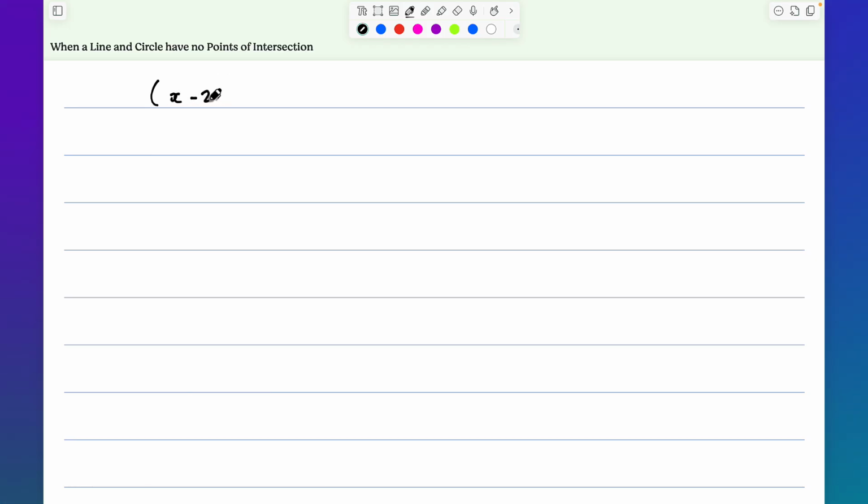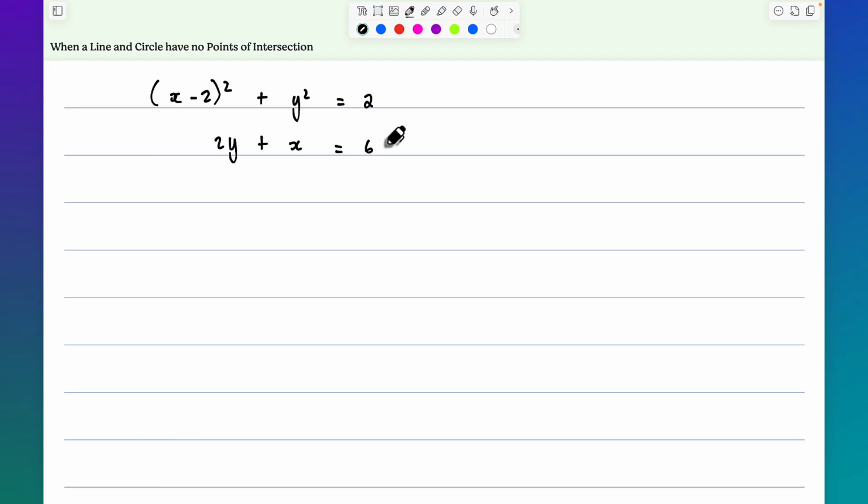Essentially, I'm going to use an example again. We have (x - 2)^2 + y^2 = 2, and then we have a line in this case. The line follows the equation 2y + x = 6.